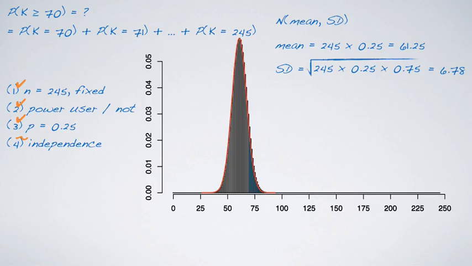Given an observation, the mean, and the standard deviation, we can calculate the area under the curve via a z-score. So the z-score is going to be the observation 70 minus 61.25, the mean, divided by 6.78, the standard deviation, which comes out to be 1.29. We can then find the probability of a z-score being greater than 1.29, since we shaded the area underneath the curve beyond the observation of interest.